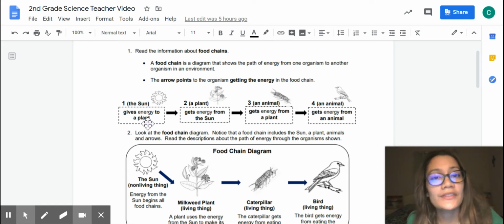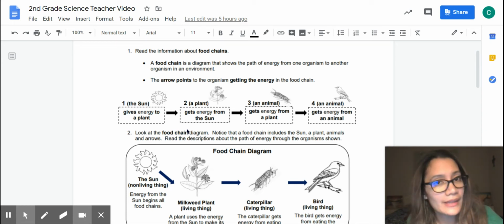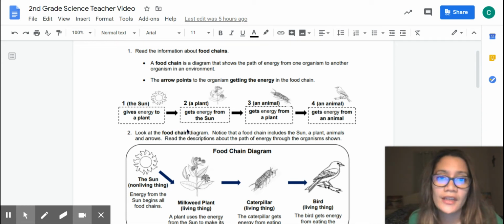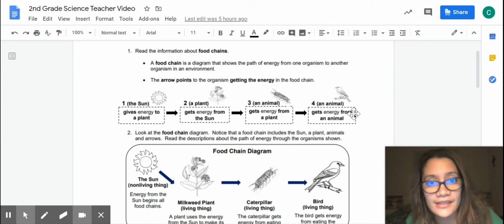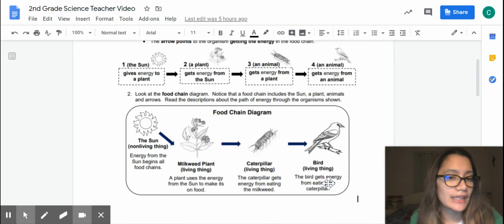Remember, the sun starts all food chains. It gives the energy to a plant, and then that plant uses the energy from the sun to make the food. And then after the plant in a food chain, no matter what environment you're in, it's going to be an animal that will get energy from that plant. And then the last animal that you will find in a food chain is basically an animal getting energy from another animal. So this is just a recap of what Ms. Tran talked about in my first video.